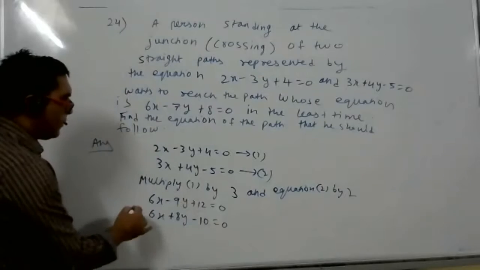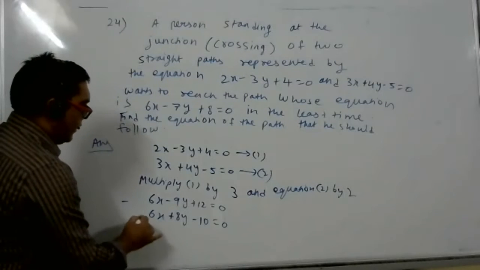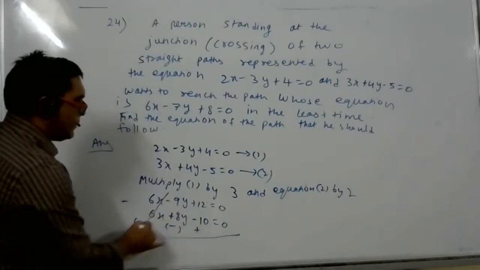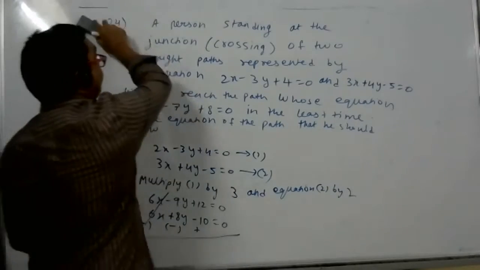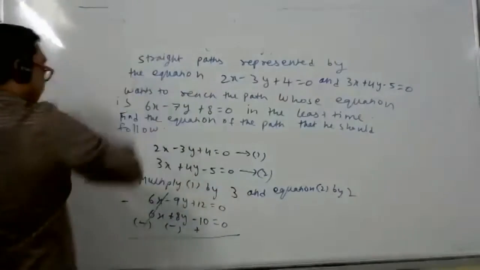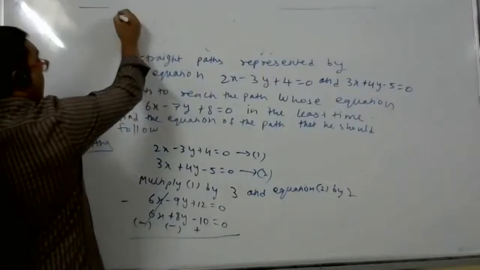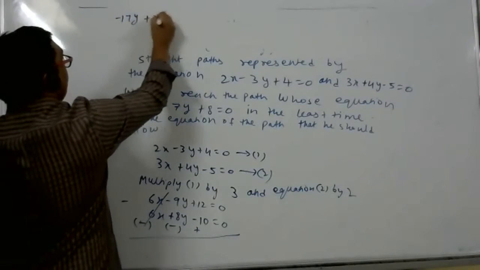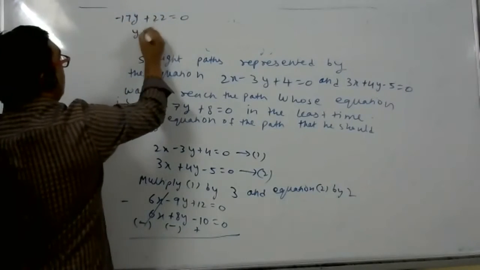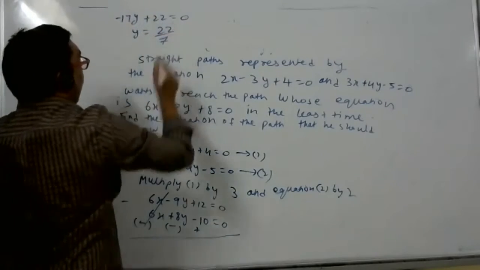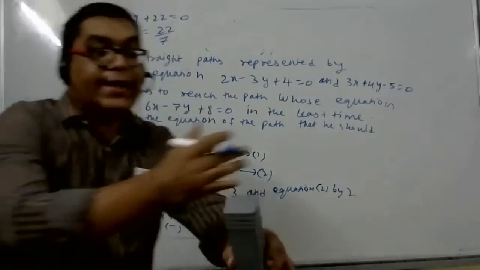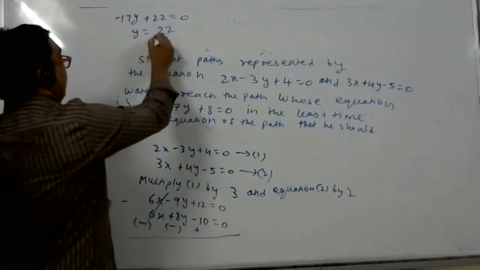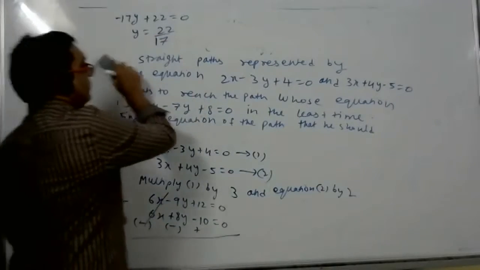What to do with the both? Subtract. Subtract means the sign will change. Minus, minus, plus. 6x cancels. What is the answer? So you will get minus 17y plus 22 is 0. y is equal to 22 by 17. I got where the two lines will intersect, it's 22 by 17.